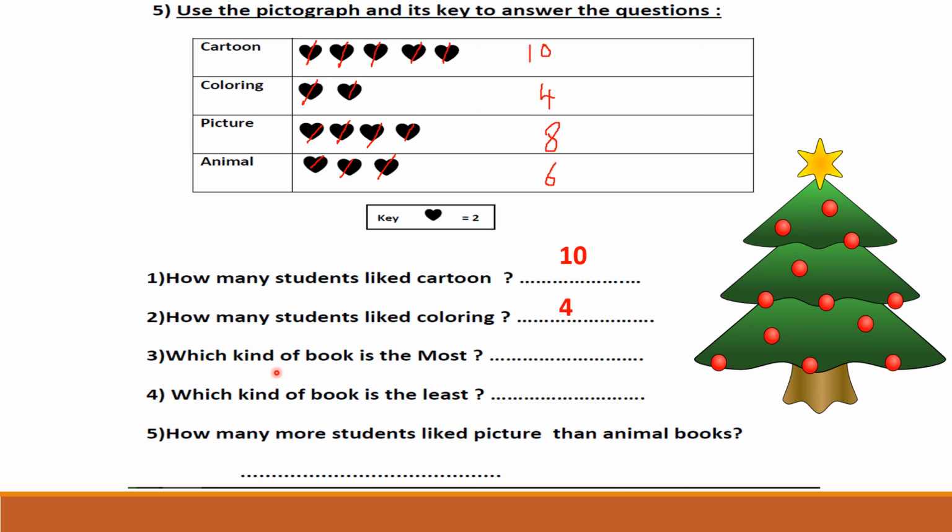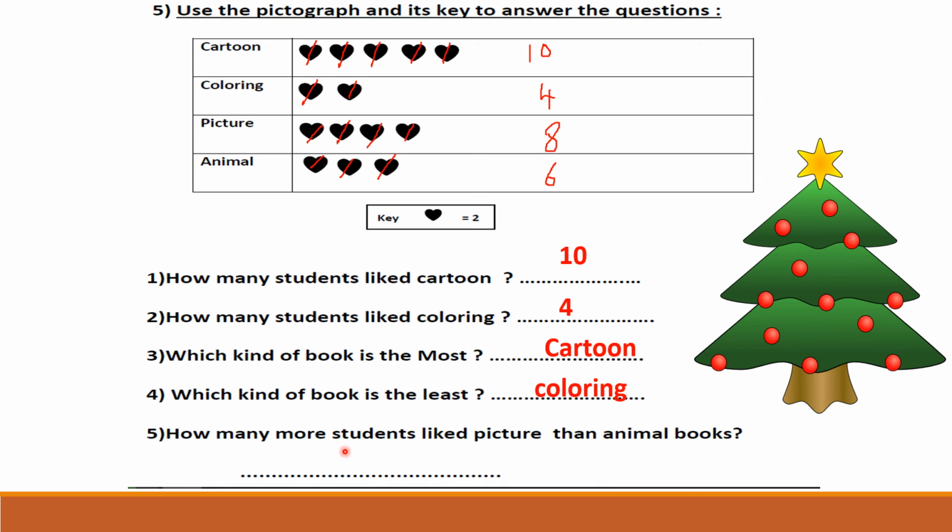Which kind of book is the most? So when he tell you which, so which he want the name, not number. So which kind of book is the most? Most mean the greater, the big. So which one here? It would be cartoon, because cartoon is 10. Which kind of book is the least? Least mean the smaller. So which one is the smaller here? It will be coloring.